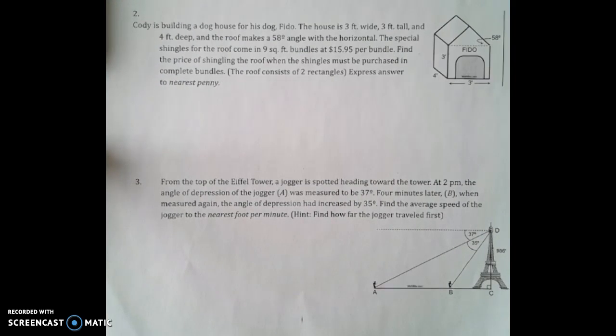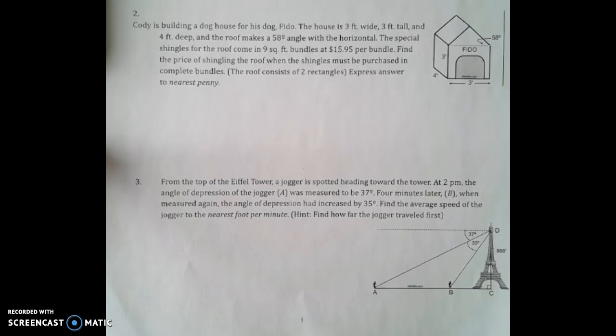In example 2, we're told that Cody is building a doghouse for his dog Fido. The house is 3 feet wide, 3 feet tall, and 4 feet deep, and the roof makes a 58-degree angle with the horizontal, which we can see right here in the picture. The special shingles for the roof come in 9 square foot bundles at $15.95 per bundle. Find the price of shingling the roof when the shingles must be purchased in complete bundles.